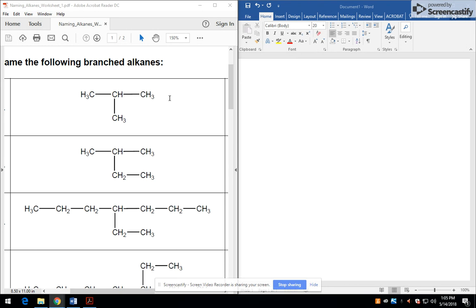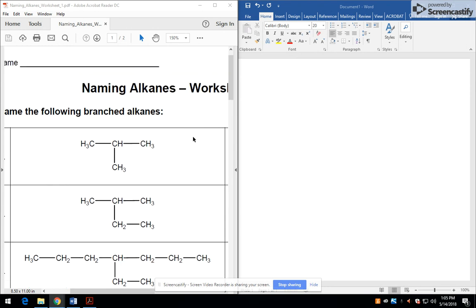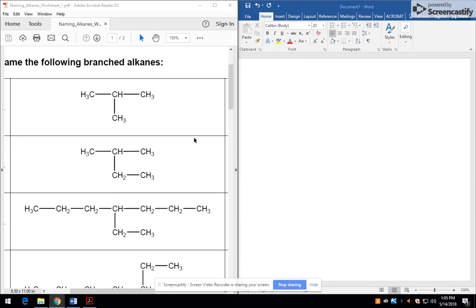Anyway, I have two documents up here because this is naming alkanes worksheet number 1, which you all should have out at this point. And we're going to do a couple of examples together, and then you're going to get a chance in your groups of 4 to work on some others. But I have two documents here because this is not an editable PDF, so I can't write on it. So I will just write over here on the Word document.